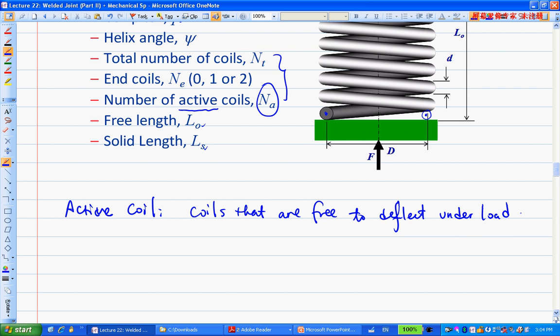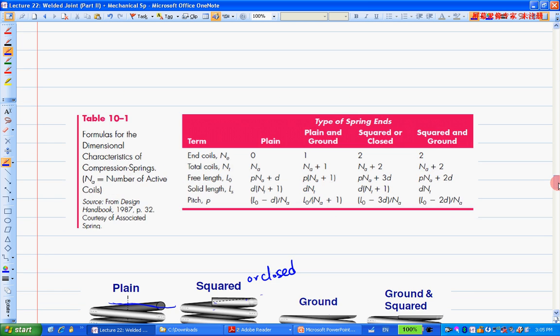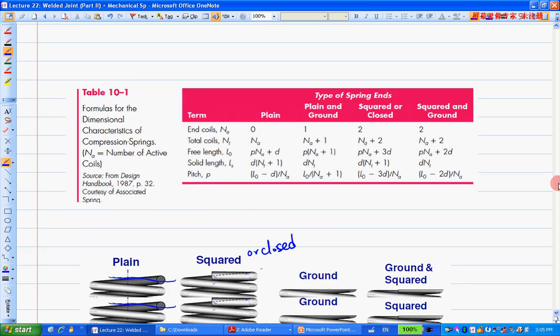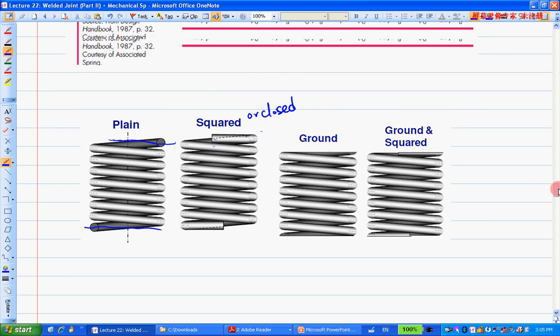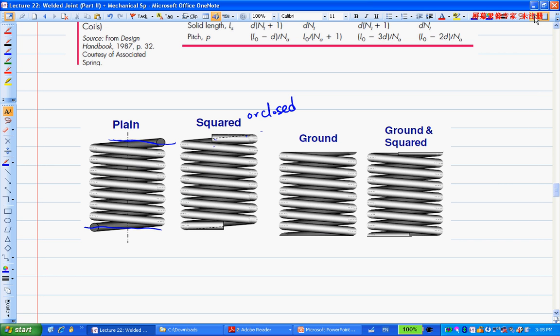So how do I count NA? How do I get NT and everything? NA is very important. Watch carefully how to count NA. Let's look at a couple of examples here. I have an example. Let's start from the simple ones.